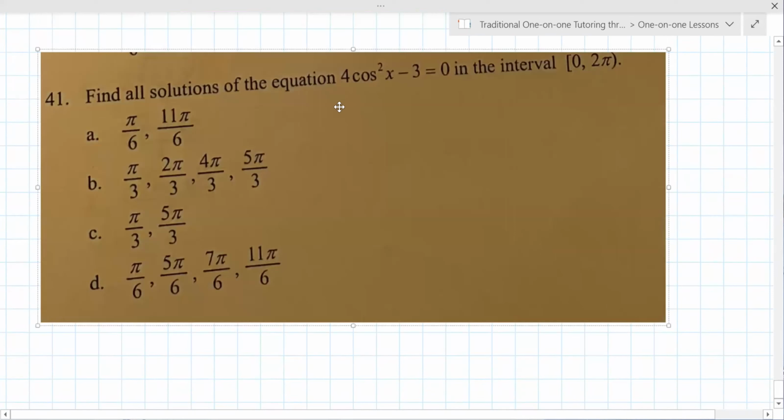So I do think the calculator strategy is good, but this one right here is slightly different. You still solve for cosine, but you get it down to cosine squared x equals 3/4. And you do have to take a square root of both sides. But as a reminder, it's plus or minus square root 3/4.